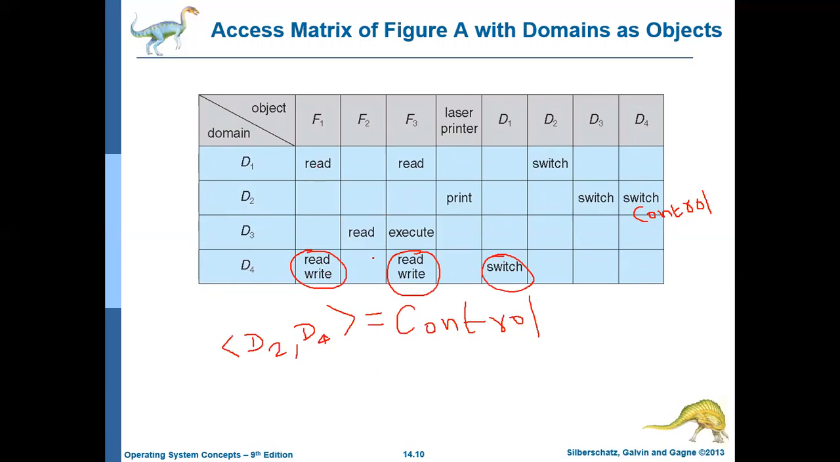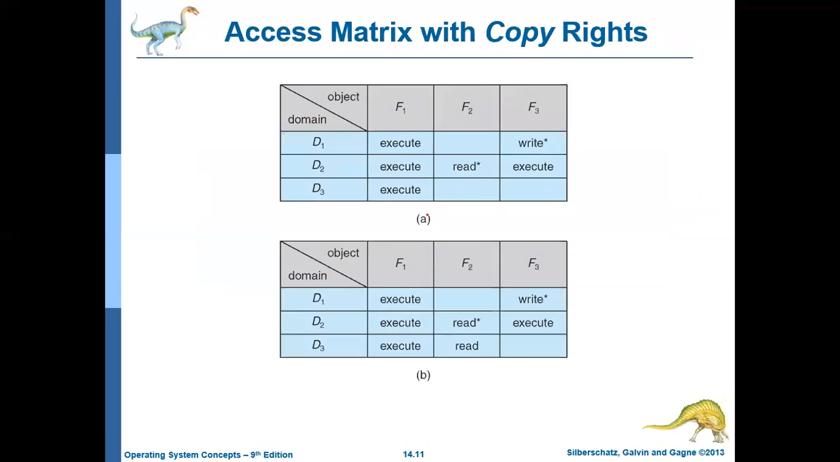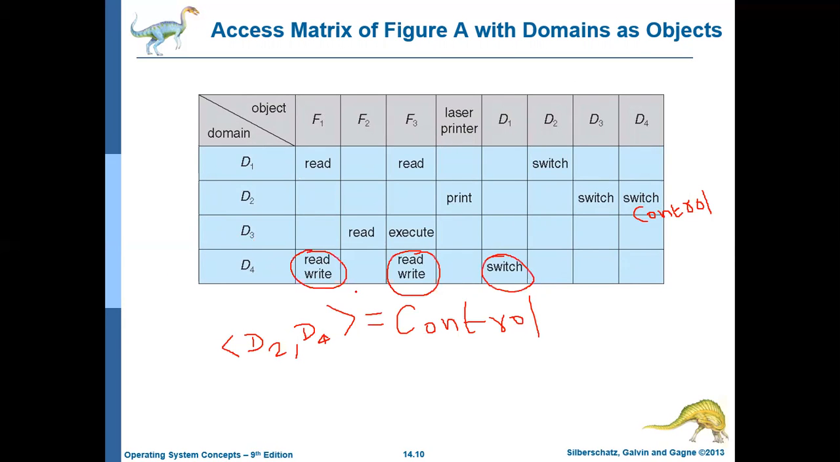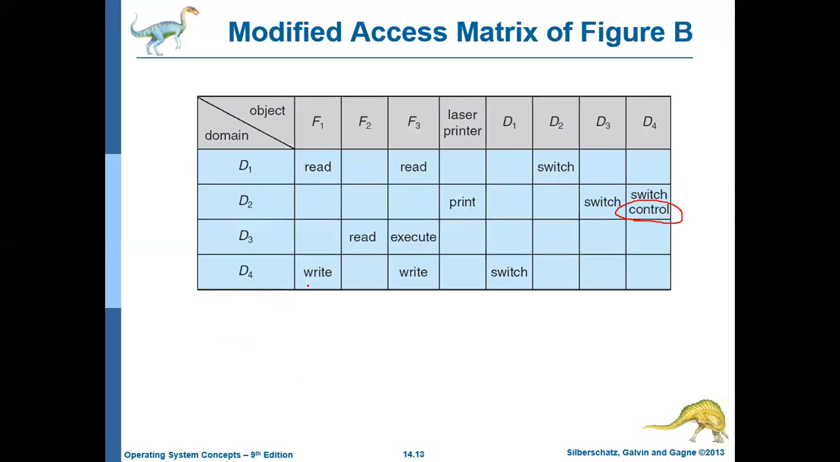Okay. And that is how this diagram is converted, something like this. Here, previously you can see D4 has read and write operation on F1 and F3. But here you can see it has only write operation. The read operation was removed because D2 has control over D4 and D2 wanted to remove the read operation on F1 and F3, right? So these are the different types of access matrix. Okay, this is how the protection can be represented through access matrix.